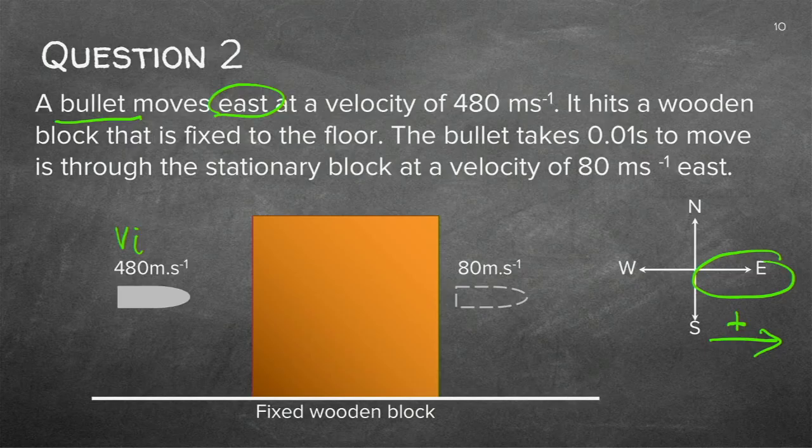It hits a wooden block, and this wooden block is fixed here, so it can't move. The bullet takes 0.01 second to move through this block, and it goes to the outside with a velocity of 80. Can you see it slowed down? Which makes sense. It hit this solid piece of wood, and it's still moving to the east.